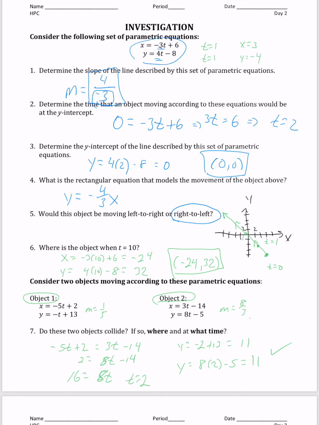So it says, where do they collide? Well, they collide when t is 2, so we know that y is 11, and when t is 2, x is, I believe it's -8. Yeah, we have to plug 2 back into one of the x equations, and I believe you get -8. So they collide at (-8, 11). Okay, that is the where, and the what time was t equals 2.